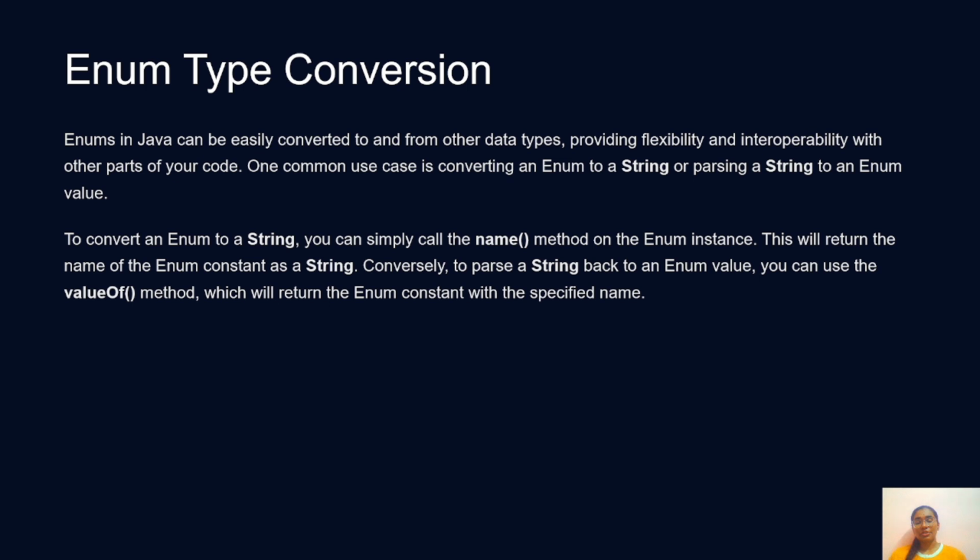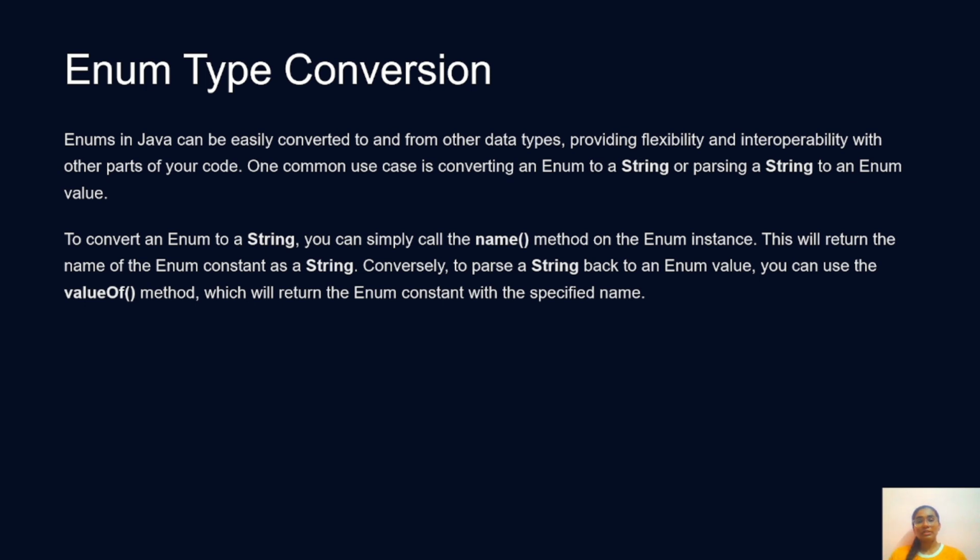Enum type conversion. Enums in Java can be easily converted to different data types. Type conversion is nothing but converting from one data type to another data type, and that is very easily done with enums, which provides flexibility and also interoperability with other parts of the code.